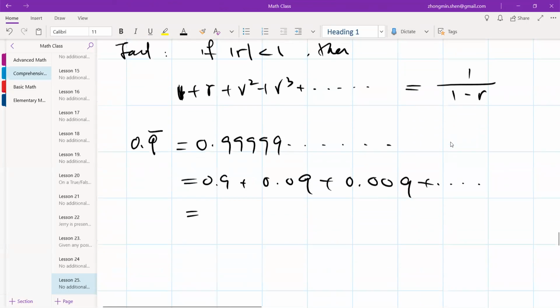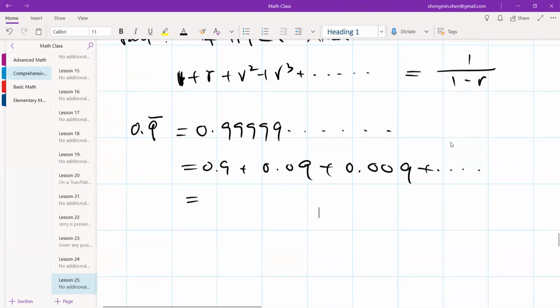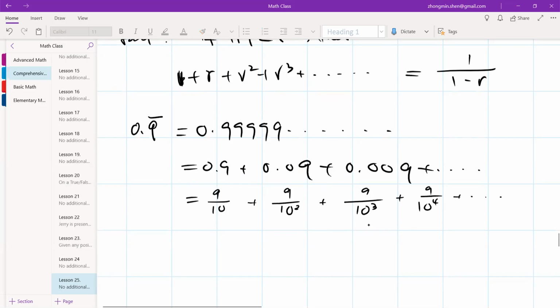All right, so we look at this term. So add them together, right? So this is going to be 9 over 10, 9 over 10 squared, 9 over 10 cubed, 9 over 10 to the fourth power. Okay. So I can take 9 over 10 out. So I get 1 plus 1 over 10, 1 over 10 squared, 1 over 10 cubed, and keep it going.